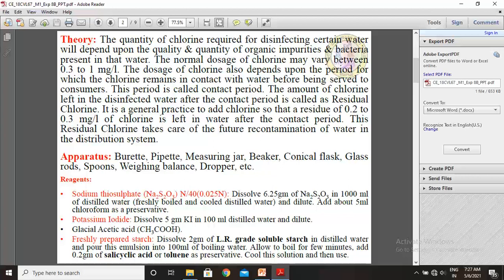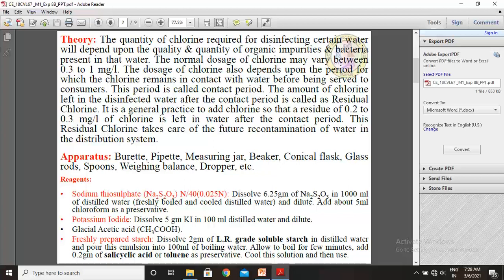Okay. Next, apparatus. Which apparatus are required to conduct these experiments? Burettes, pipette, measuring jar, beakers, conical flask, glass rods, spoons, weighing balance, dropper, etc. These are the apparatus required to execute this experiment. What are the reagents required?